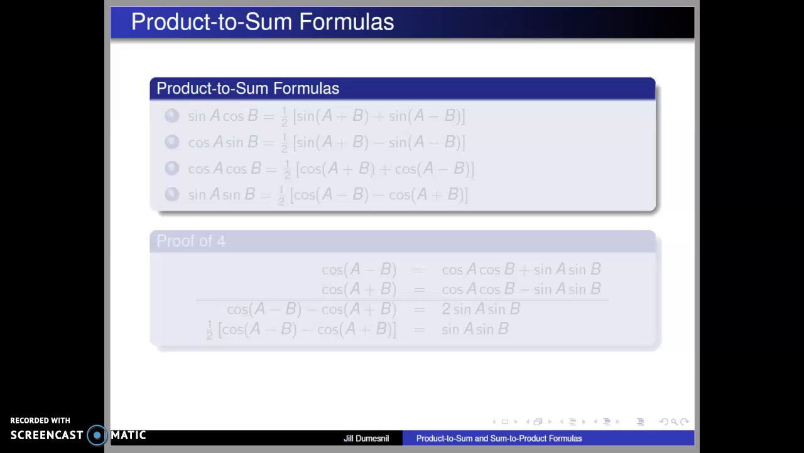We will state the formulas and show the proof of one of them before we consider specific problems in which the formulas are used. First, we have that sine A times cosine B equals 1/2 the sum of sine A plus B and sine A minus B. Next, we have that cosine A times sine B equals 1/2 the difference of sine A plus B and sine of A minus B. Notice the similarities between these two formulas.